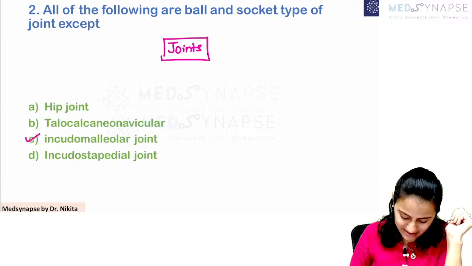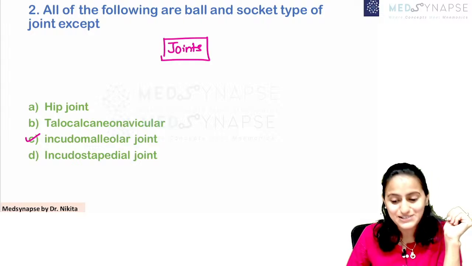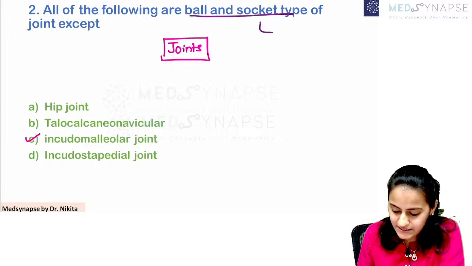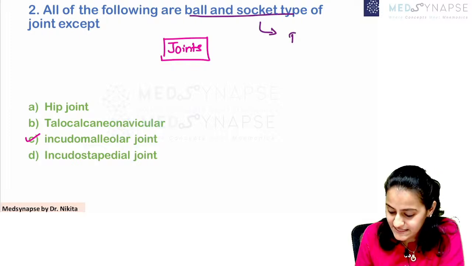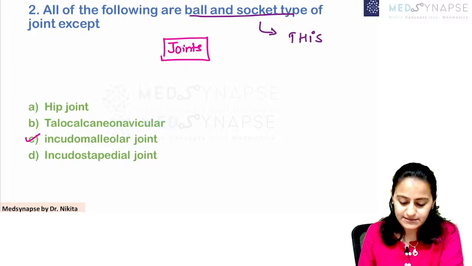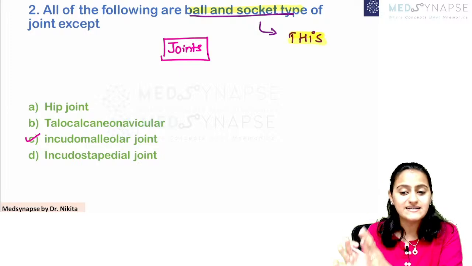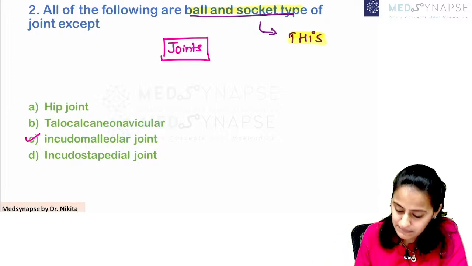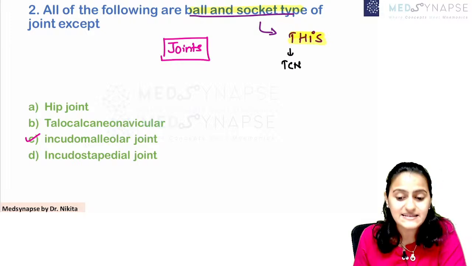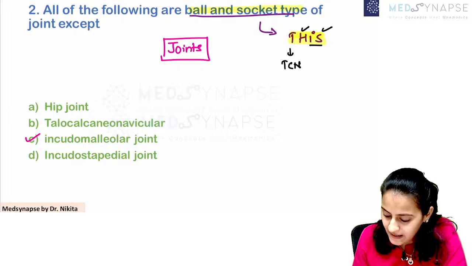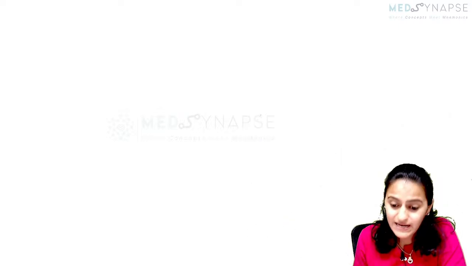Absolutely right. Very good. So that is the incudomalleolar joint. Very good, Shri. So you remember the mnemonic. The mnemonic for the ball and socket type of joint is this. This is ball and socket. What do we mean by this? It is TCN, that is talocalcaneonavicular joint, hip joint, shoulder joint, we all know. And the IS is to remember that it is the incudostapedial joint, which is the ball and socket joint.